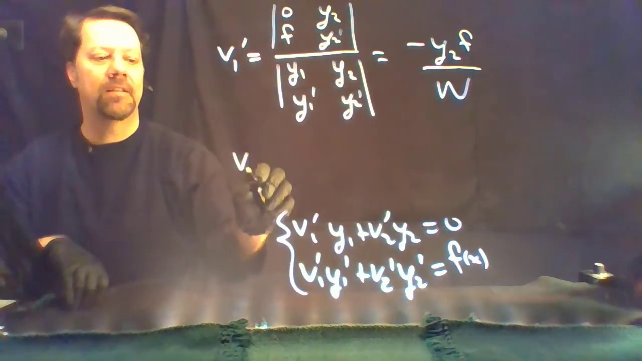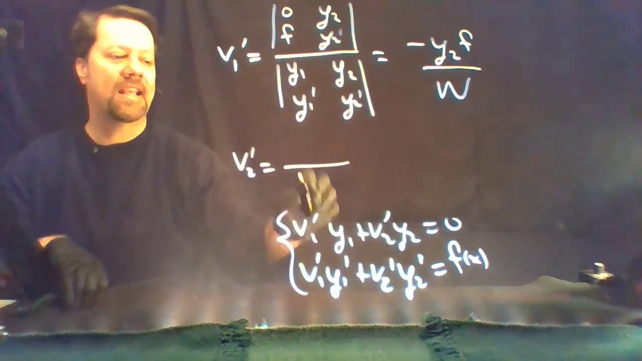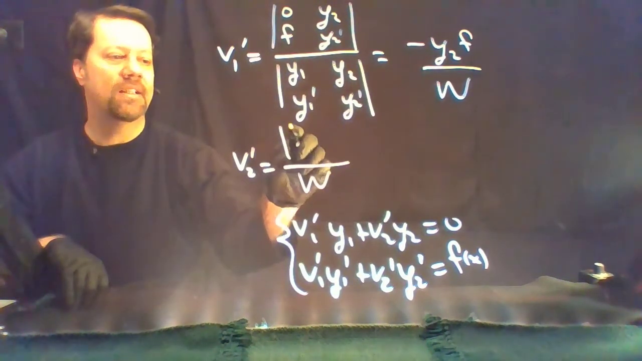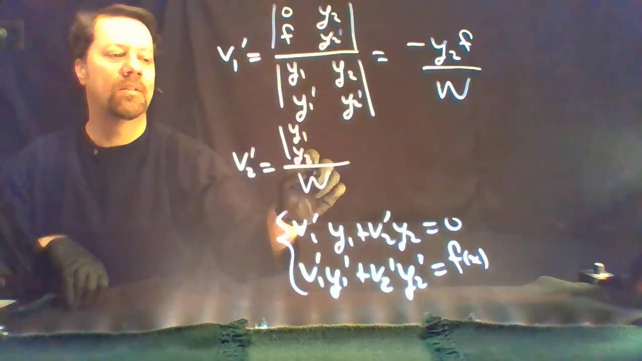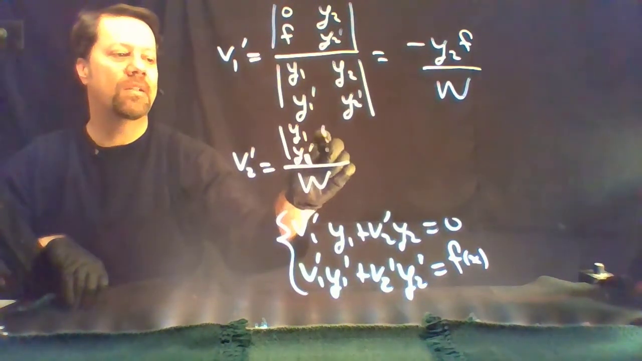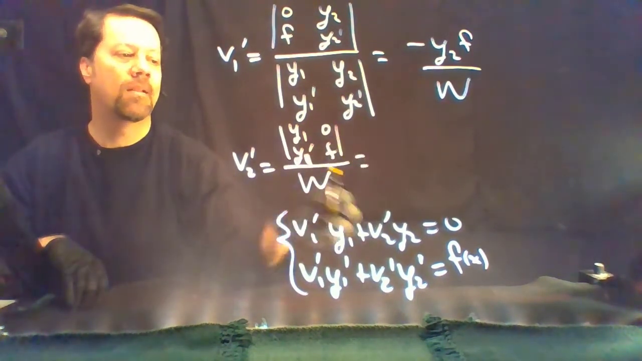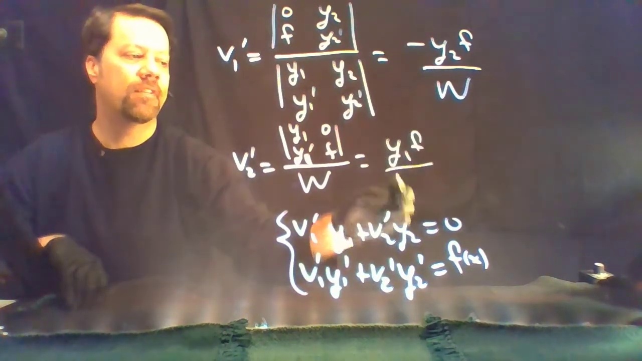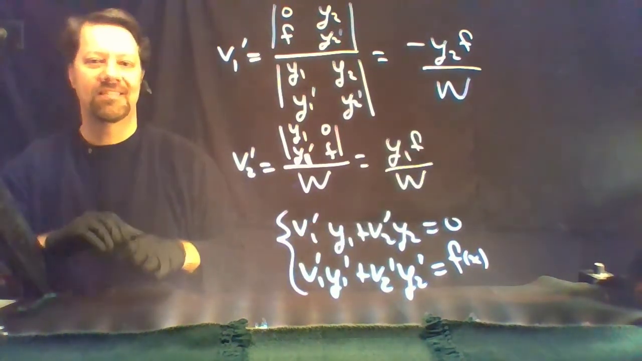Similarly, v2 prime has the same denominator as before. The only thing that changes is the numerator. You'll have y1 prime, 0f. This gives y1f divided by the Wronskian.